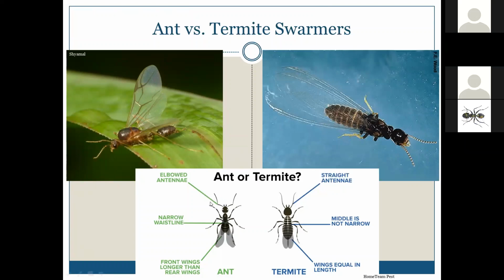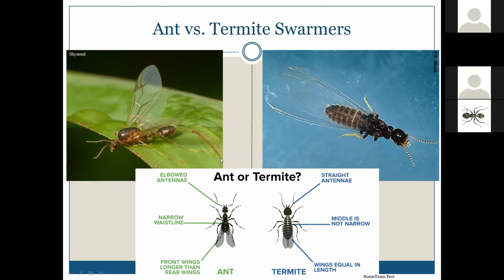The next thing we're going to look at is the waist. The waist on ants is going to be a narrowed waist, or constricted or pinched, or whatever you want to say. On termites, it is not narrow or constricted. It is broadly joined. So the thorax is here, and then we have our abdomen here.